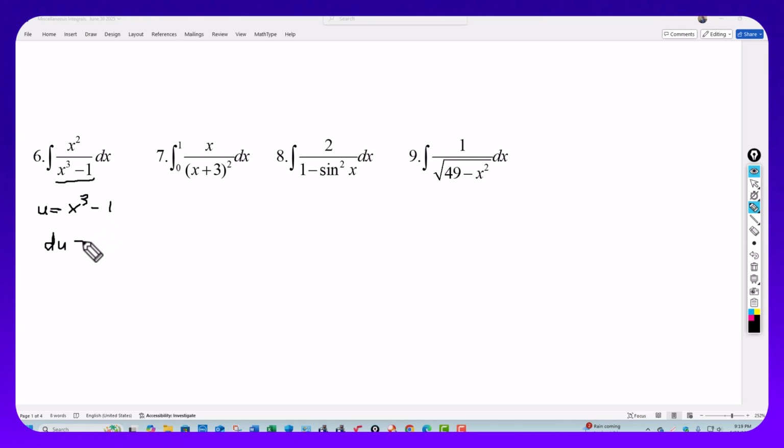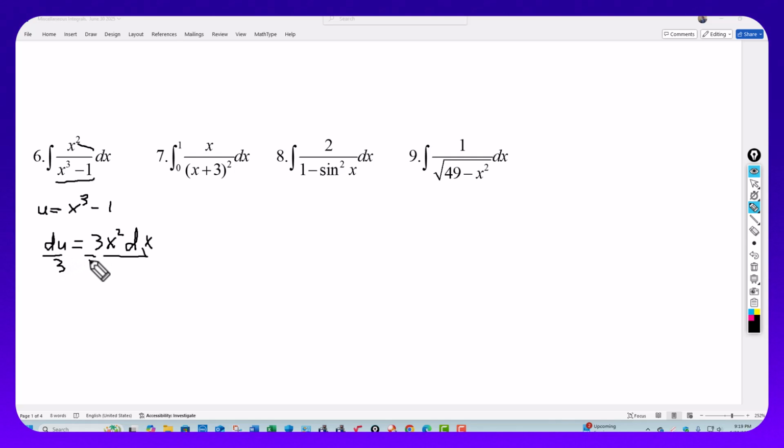Then du would be the derivative of x cubed, which is 3x squared. The derivative of minus 1 is 0. So we get this. So there's your x squared dx right here. Obviously, you solve this for the x squared dx, then the 3 comes out over here.